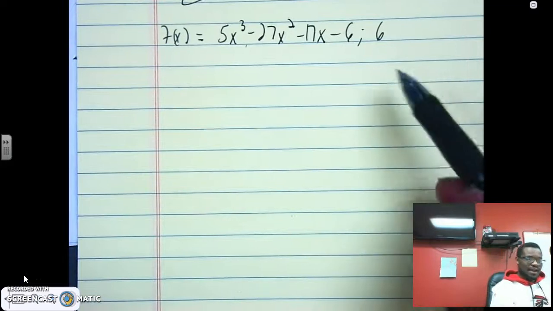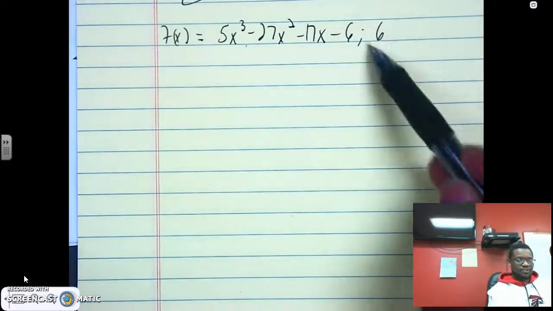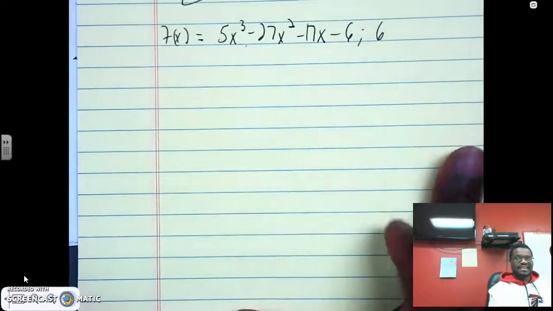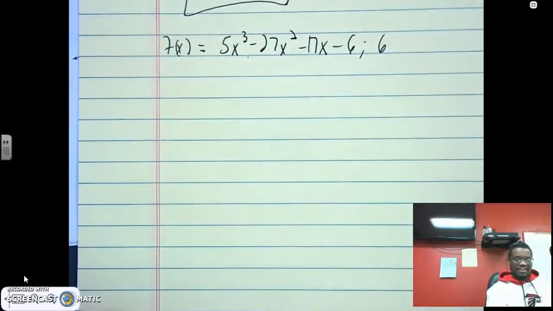Notice I didn't give you x equals 6. I didn't say that, but it's just given to you like that. And so whenever it's like that, you just use the same number. What are you talking about, Freeman? Well, I need to find the zeros here. And I'm not going to show you the graphing calculator. Let's see if we can figure it out ourselves.